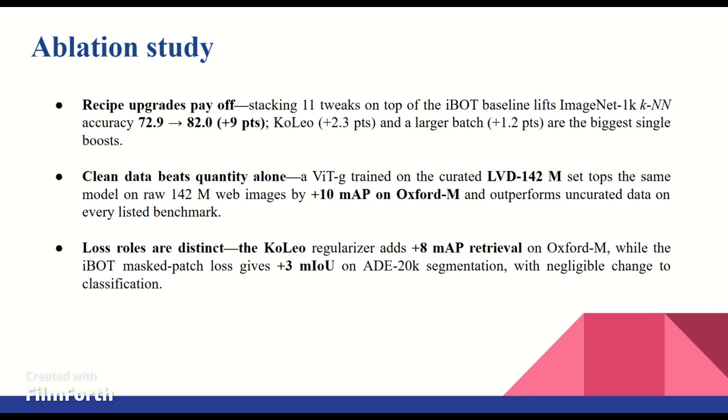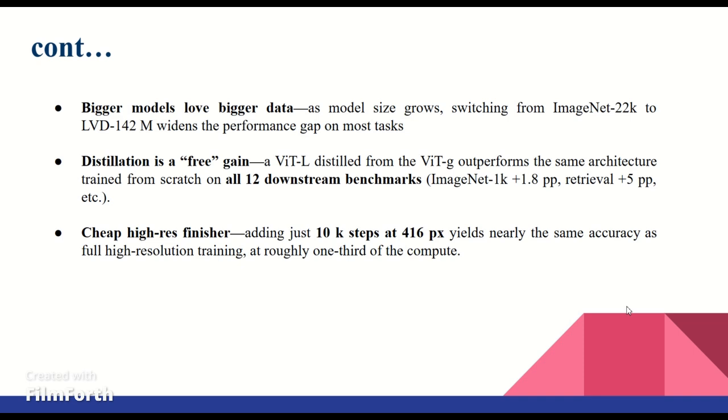So next point is clean data beats quantity alone. So data quality matters more than quantity. The ViT-g model trained on the curated LVD-142M dataset performed better than the same model trained on 142 million uncurated web images on the Oxford-M dataset. The curated version improved mAP by plus 10 points, so better data gives better results, as we all know.